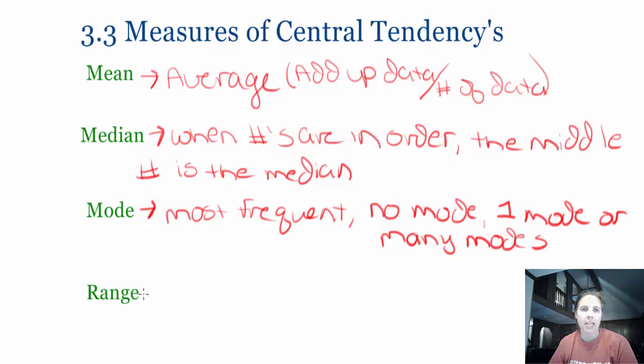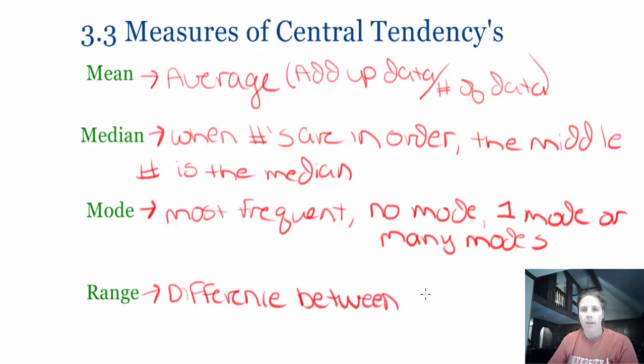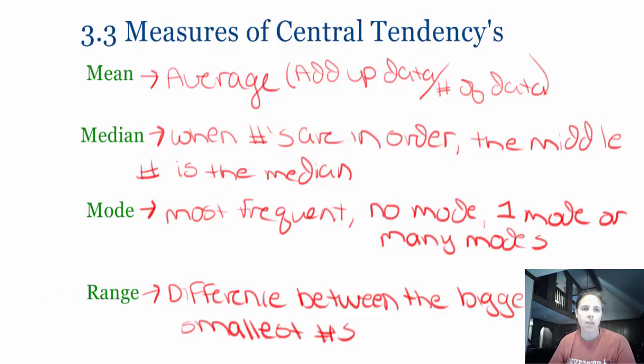So, the next is range. With range, you just take the biggest number in the data list and the smallest number and you subtract them. So the range is the difference between the biggest and smallest number in the data. And again, we'll do an example here in a minute. I think you've all done this before.